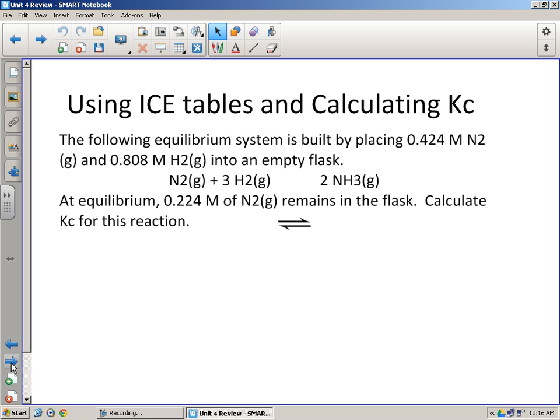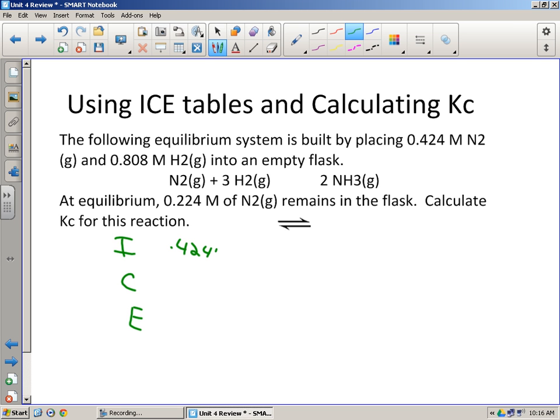This really got a little bit messed up here, but its initial system is built, equilibrium system is placed by 0.424 molar N2, 0.808 into an empty flask. So we need to have our little ICE table here. 0.424 will go here. That's the N2, of course. 0.808 will go there. That's that part there.